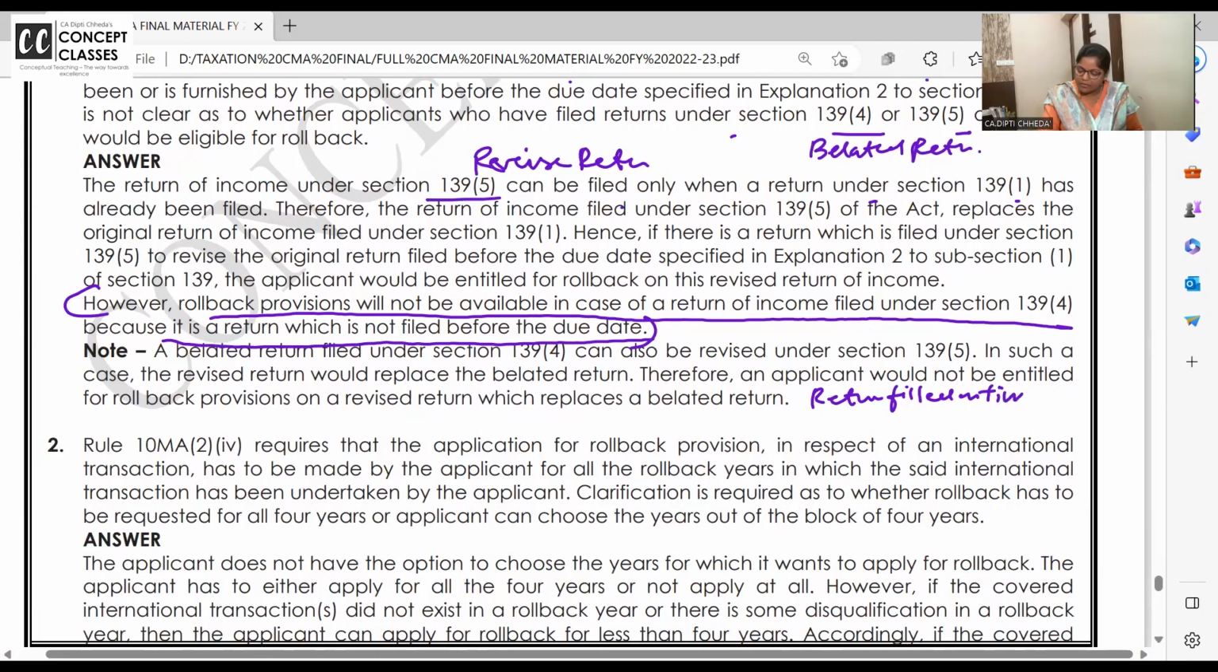Return filed on time, rollback yes applicable. Return filed late, rollback not applicable. If you are filing the return on time, rollback is applicable. If the return is not filed on time, you will not get it.